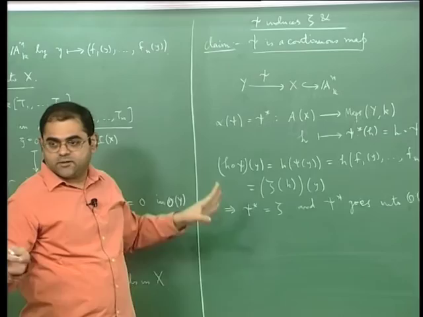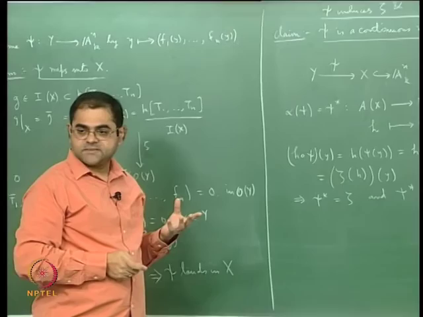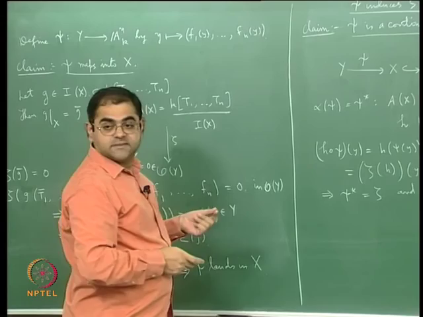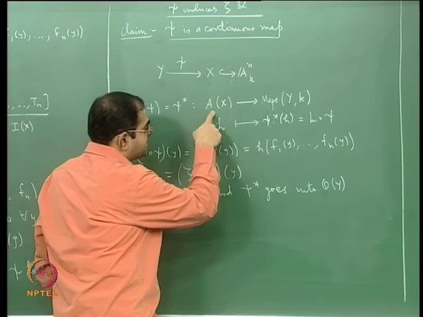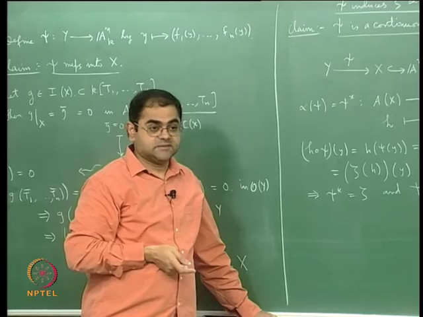So how do I check something is a continuous map? I will have to check that inverse images of open sets are open, or that inverse images of closed sets are closed. But that is a pretty easy thing, because how do you define the Zariski topology on X? What is the Zariski topology on X? For example, you specify closed subsets given as zeros of polynomials.